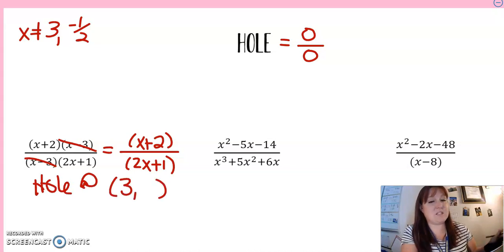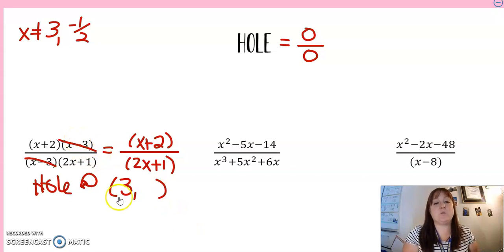That's the x coordinate of the hole. And then I need to find the y coordinate of the hole. Okay, so basically I need to find the limit as x approaches 3. And all we have to do is simplify it. We simplify those out, and then we plug 3 back into the function.